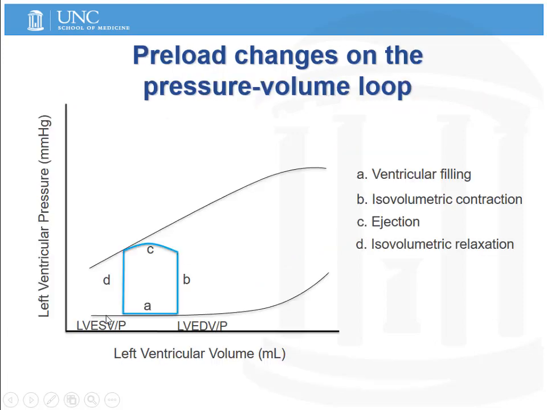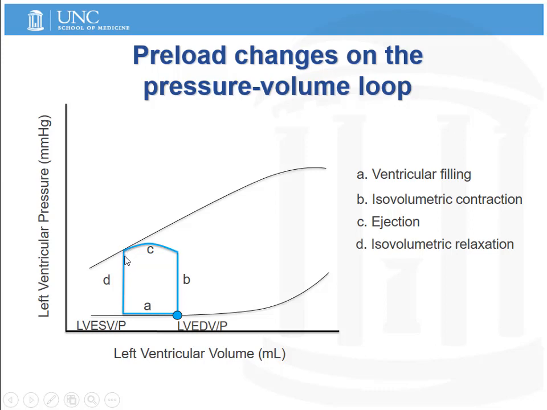So preload is the amount of passive tension that's placed on the left ventricular myocytes just before contraction. So on the pressure volume loop, preload is found on the lower passive curve at the end of ventricular filling at this point of the left ventricular end diastolic volume and pressure. So at this preload, the ventricle contracts and generates a large amount of pressure, which eventually causes the aortic valve to open, and the remainder of that contraction is used for ejection. Then the ventricle begins to relax and the pressure drops below the pressure in the aorta, causing the aortic valve to close.